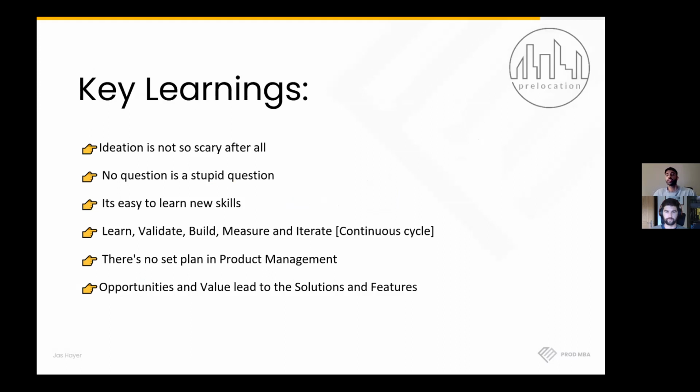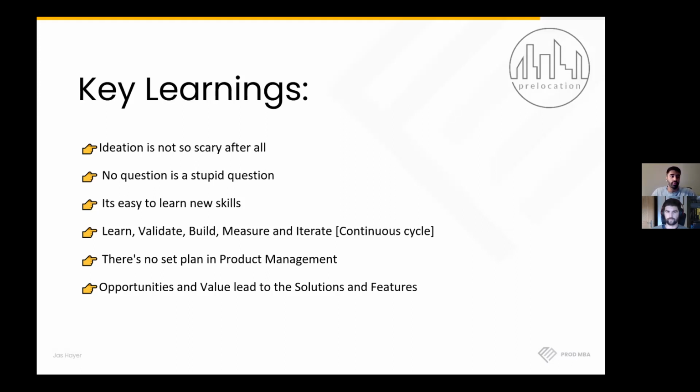No question is a stupid question. So I think working with this cohort, a lot of people have come from different backgrounds, different experience levels. And I think a lot of the questions they were asking, I was thinking myself, and again, it's really easy to feel imposter syndrome in this industry, but I think everyone's always learning and always growing. So I think it's really good having that whole cohort here. It's easy to learn new skills.